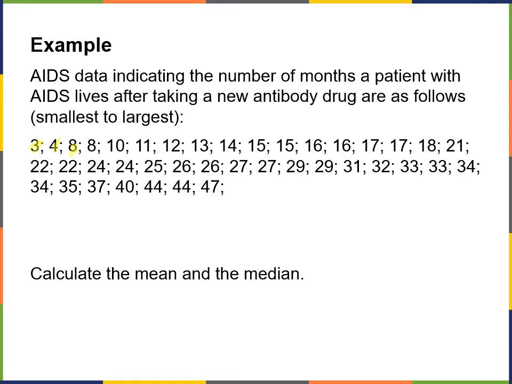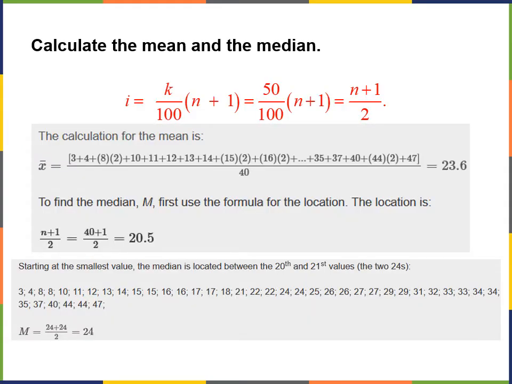So 1, 2, 3, 4, 5, 6, 7, 8, 9, 10, 11, 12, 13, 14, 15, 16, 17, 18, 19, 20, 21, 22, 23, 24, 25, 26, 27, 28, 29, 30, 31, 32, 33, 34, 35, 36, 37, 38, 39, 40. So 40 values total. That's your n. That's going to be important. We're going to need that to find the mean and the median. So if we're going to find the mean, we'll add all our data values together, and add them all up, divide by 40, we get 23.6.